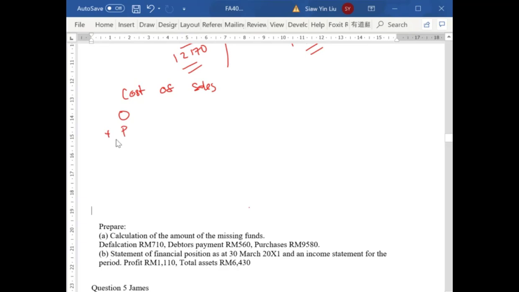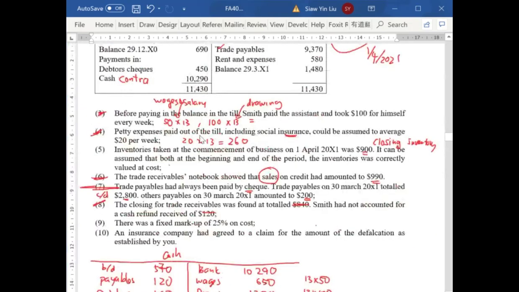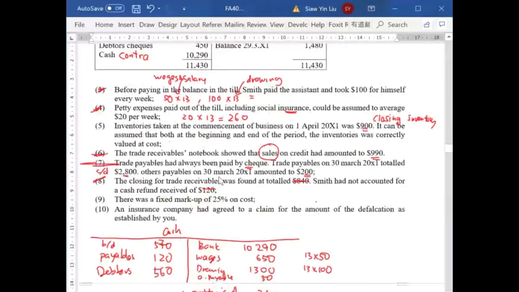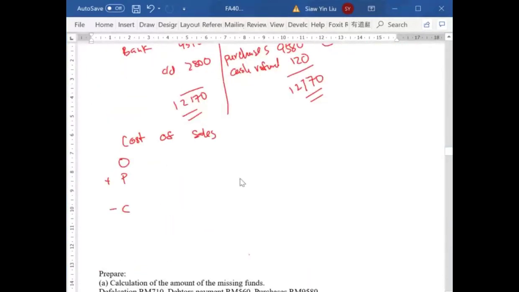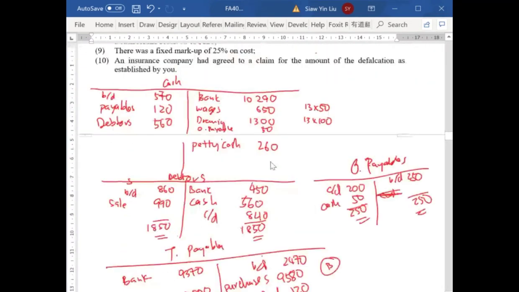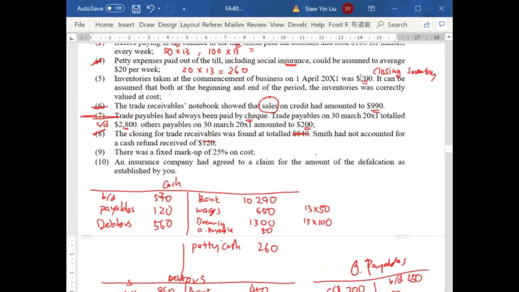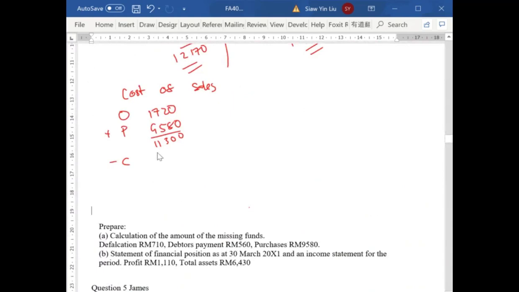So opening plus purchases minus closing. If you look at the questions, opening inventory 1720 plus purchases for the year 9580. So you have 1720 plus 9580, total is 11300, minus your closing stock. Closing stock is here, 900. So minus 900. This is your cost of sales.